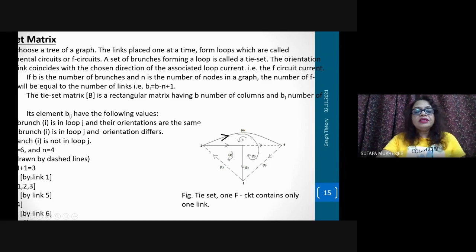Okay. So how many links are there? By link 1, one fundamental circuit. By link 5, another fundamental circuit. By link 6, another fundamental circuit. And these links are basically denoted by dotted line, dashed line. Do you follow the circuit? These are the fundamental loops. Okay. Now I will explain. I have to draw it.